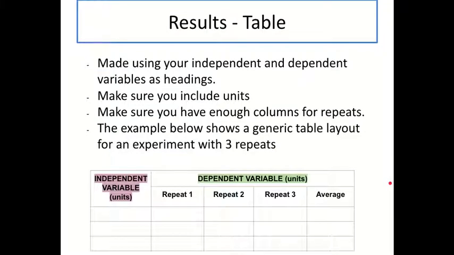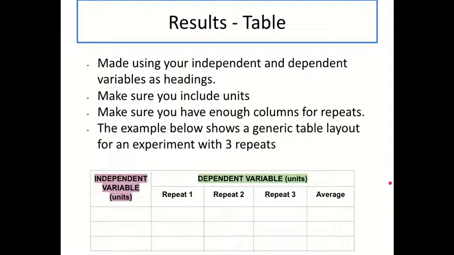So now we're going to move on to the results section, and we're going to focus on drawing a table first. So you should draw your table ideally before you complete an experiment and fill it in as you go, and this will make sure you don't make any mistakes, and also you'll collect all of your data properly. Your independent and dependent variables are really important again here and should be used in your headings copied exactly.